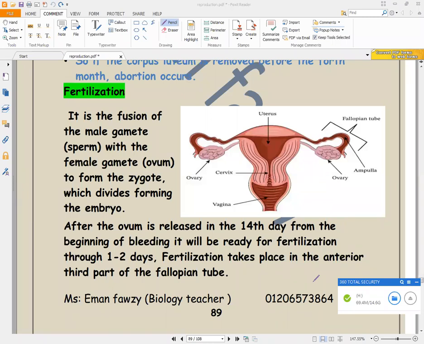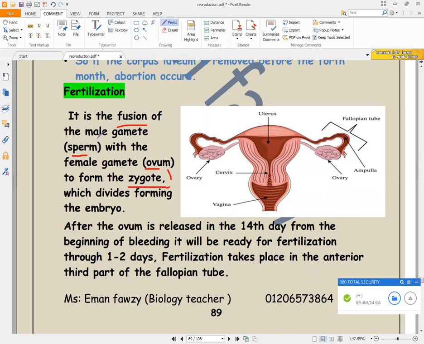Our session for today will be about fertilization. What do we mean by fertilization? Fertilization is the fusion of the male gamete, called sperm, with the female gamete, called ovum, to form what? To form something called a zygote.